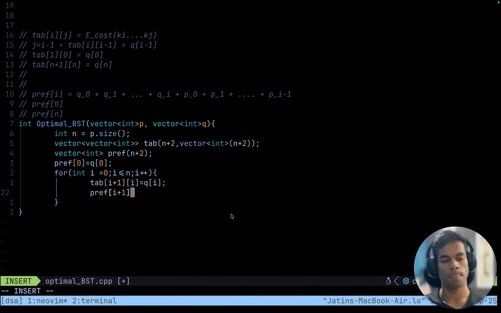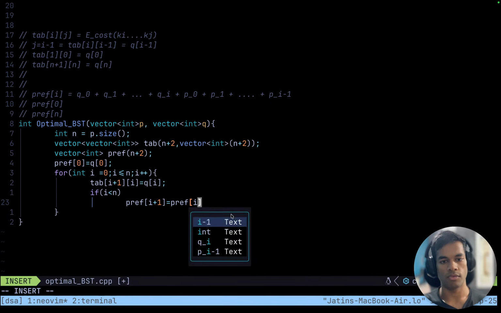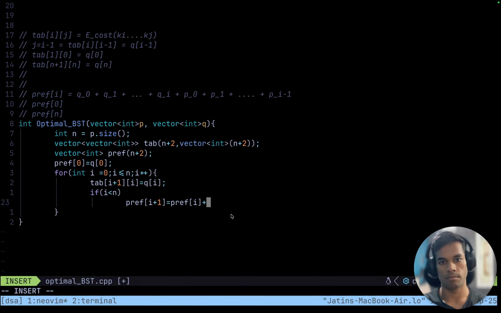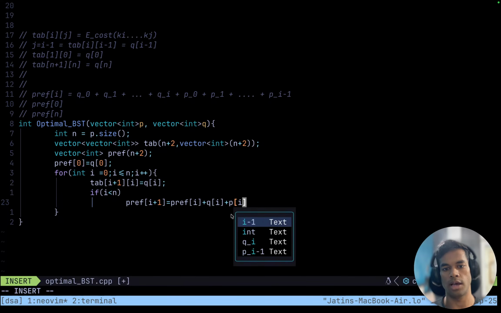I plus 1. But this thing will not go there. I plus 1. If I lower than n, only then, the previous value plus q I plus p I minus 1.